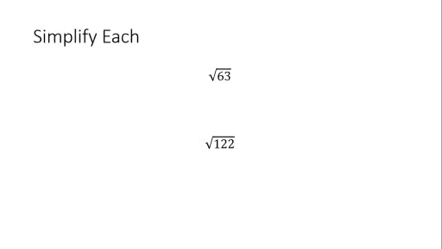Alright, so with the first one, when we simplify it all the way down, we get 3 square root 7. That's because 63 breaks down to 9 and 7, and then 9 is 3 and 3. So we end up with the square root of 3, 3, 7. The 3's exit, but the 7 stays home.